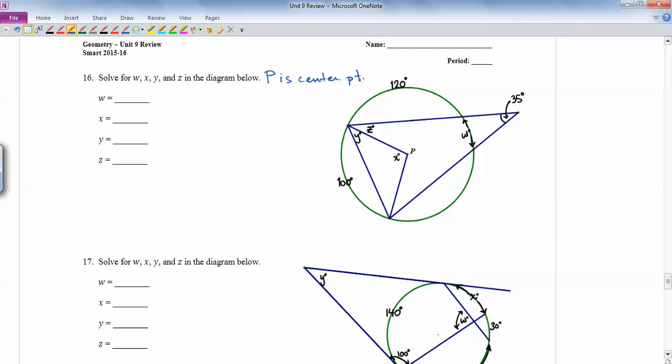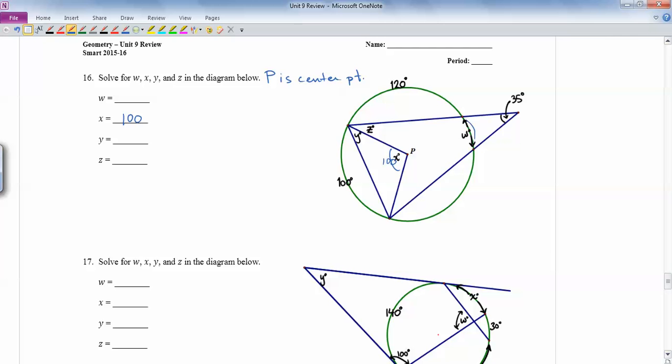Okay. So that means that X here is a central angle. And you can tell that X opens right up to that 100-degree arc. So central angles are the same as the arc that they intercept. So X is 100 degrees. Or I can leave off the degrees there. Okay.